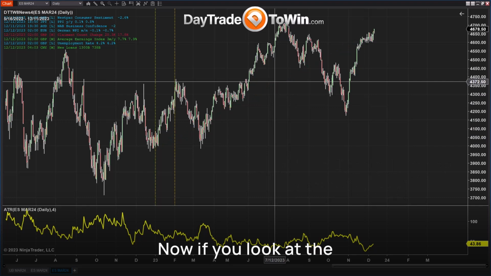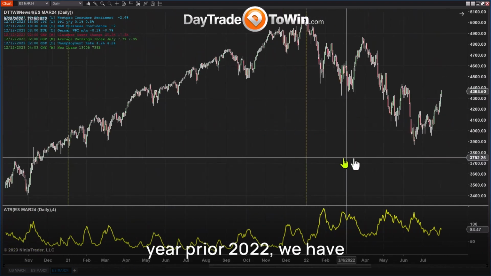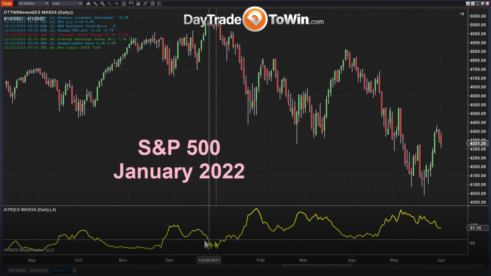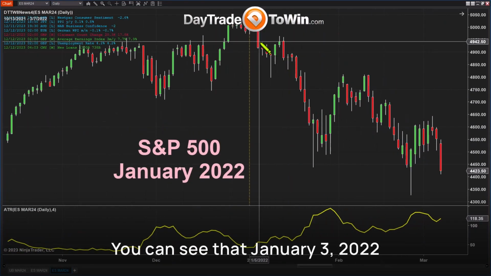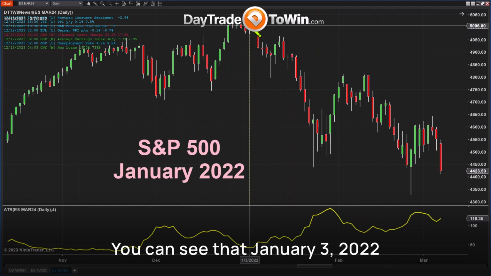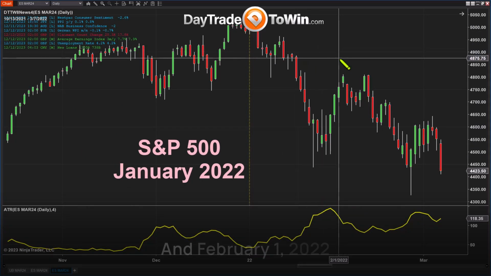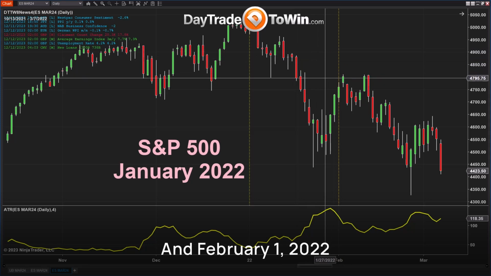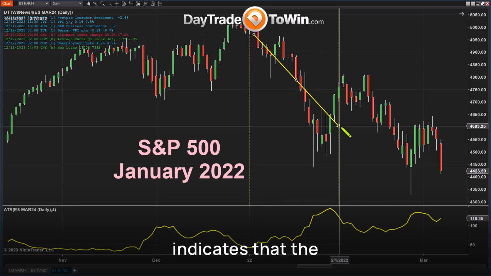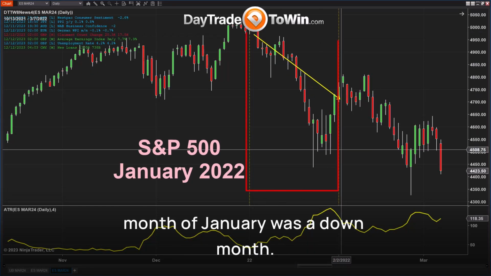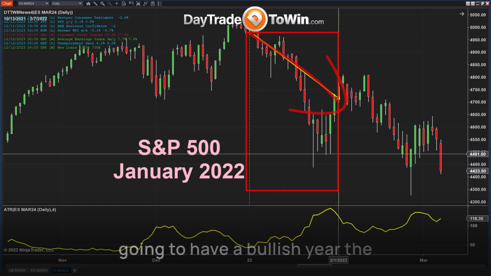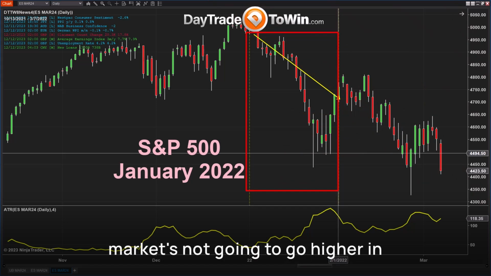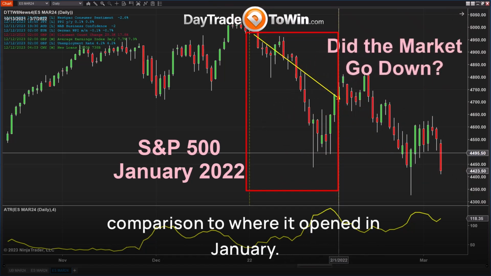Now, if you look at the year prior, 2022, we have a different situation. You can see that January 3rd as the first day of the month and February 1st here indicate that the month of January was a down month. So this tells me that we are not going to have a bullish year, or that the market's not going to go higher in comparison to where it opened in January.